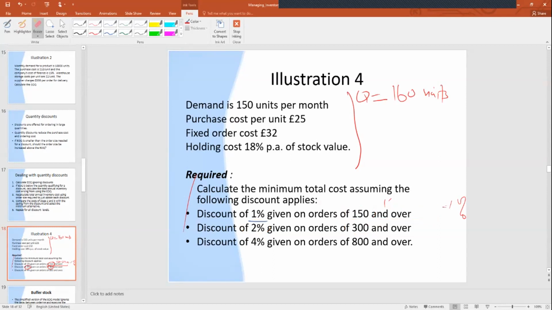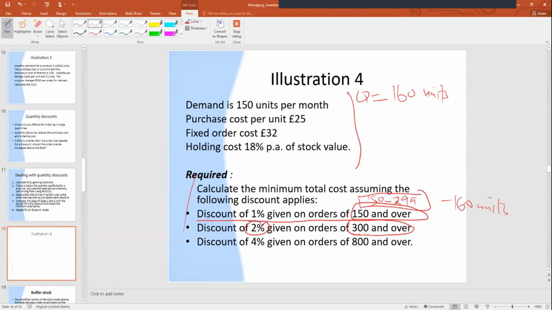If you do that, you're going to get the 1% discount. Why? Because this statement says 1% discount is given for orders of 150 and above, but not above 300, because if you reorder 300, you get an extra discount, the 2% this time. 160 is between 150 and 299. If you do 300, that's an extra discount. So this range is only 150 to 299, which is where we have 160. Okay, I get it, it's clear.